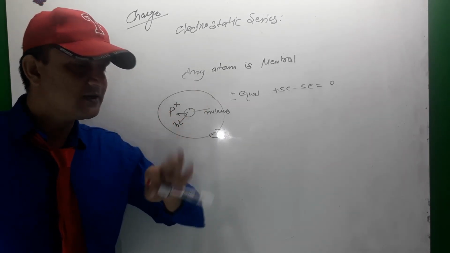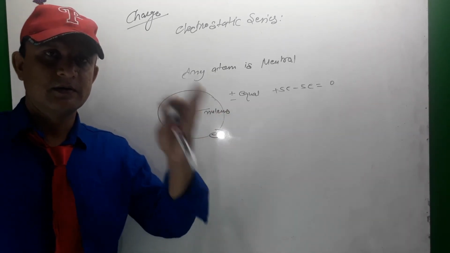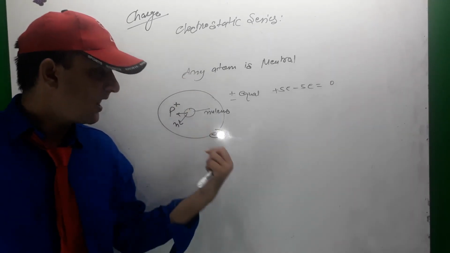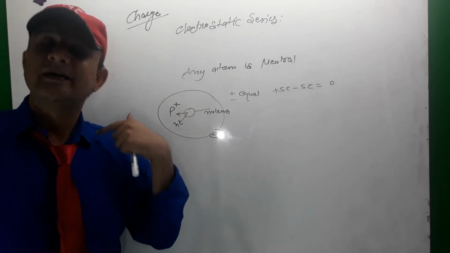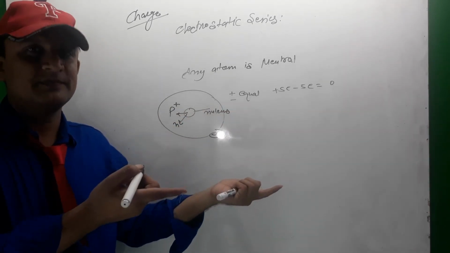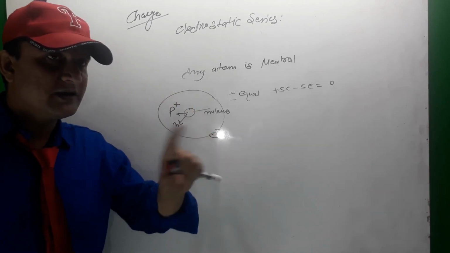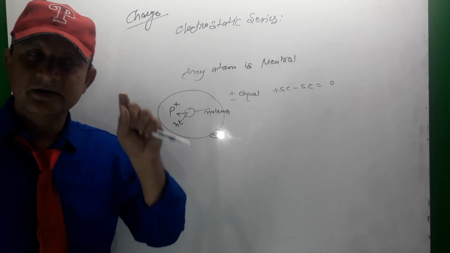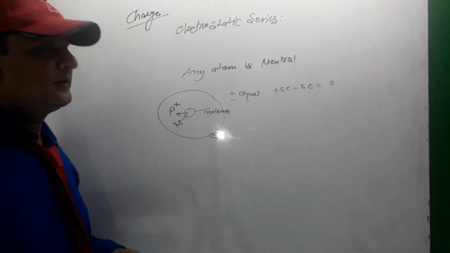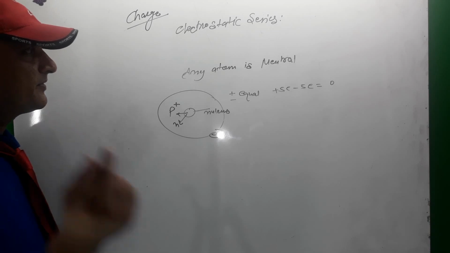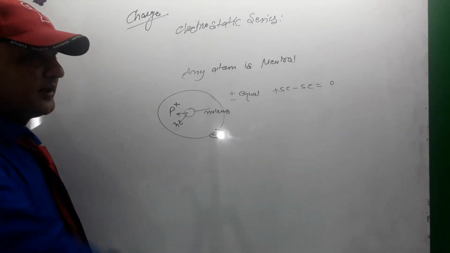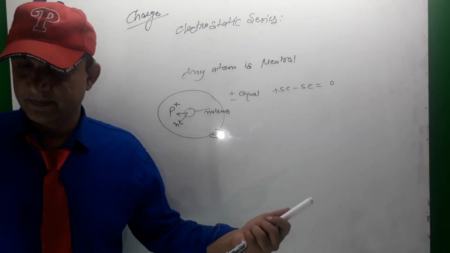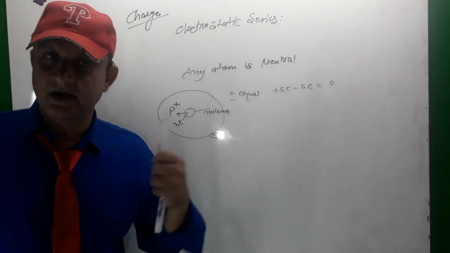Means positive charge does not transfer. Remember and note this point, positive charge never transfers. What does transfer? Electron, negative charge, because that is revolving on the outside. Proton is in the nucleus and that will never leave its own place. Okay, so any atom is neutral. This is why electrons come. On this basis, we understand the properties of charge.